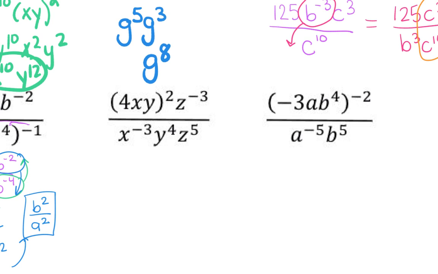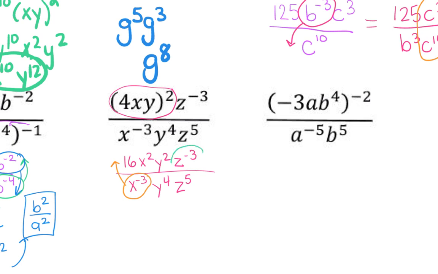The first thing that I'm going to do here is I'm going to take all of this to the 2nd power and expand that out. 4 to the 2nd power is 16, x squared, y squared. I still have z to the negative 3rd divided by x to the negative 3rd, y to the 4th, z to the 5th. Next thing I'm going to do is I'm going to take my negative exponents and move them to make them positive. So this x to the 3rd is going to go up here. This z to the negative 3rd is going to go down here.